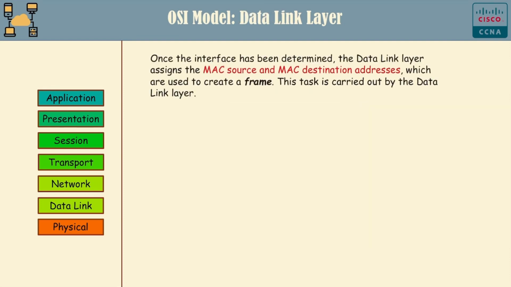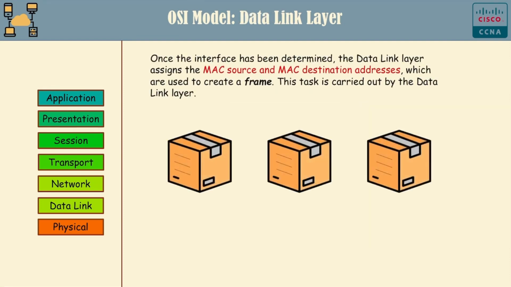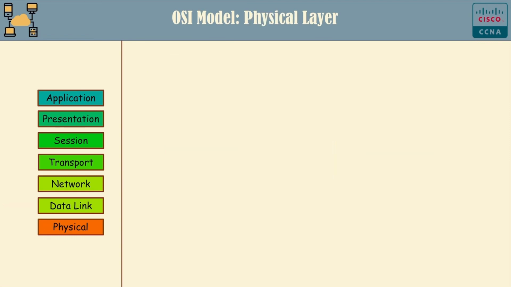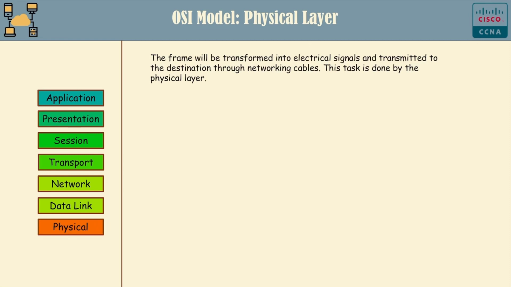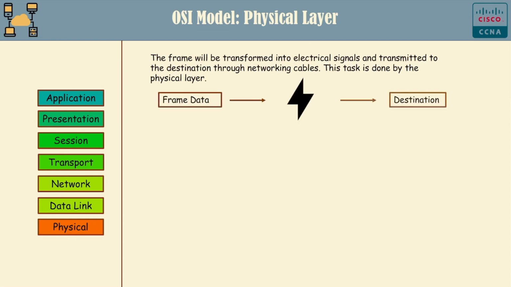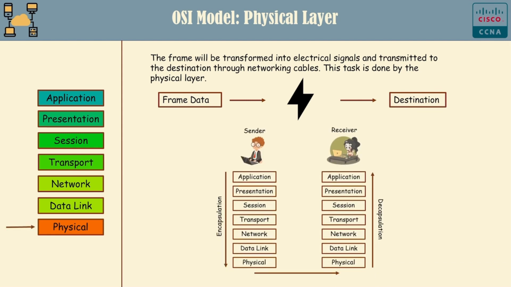Once the interface has been determined, the data link layer assigns the MAC source and MAC destination addresses, which are used to create a frame. This task is carried out by the data link layer. The frame will be transformed into an electrical signal and transmitted to the destination through networking cables. This task is done by the physical layer. After being transmitted to the destination, the frame will be converted back into packets. The packets will then be assembled into an email, which the receiver can read.